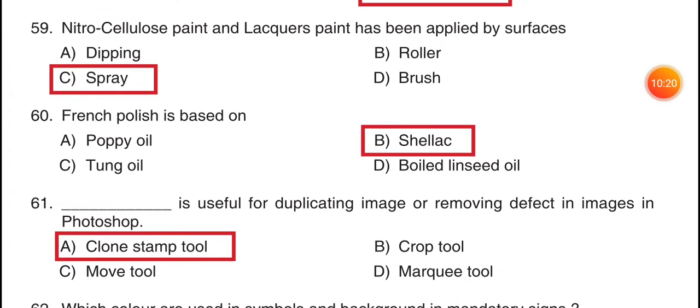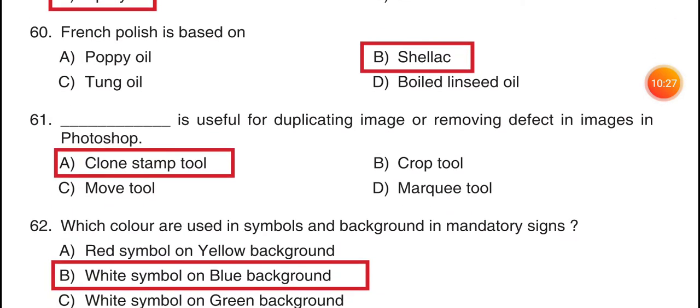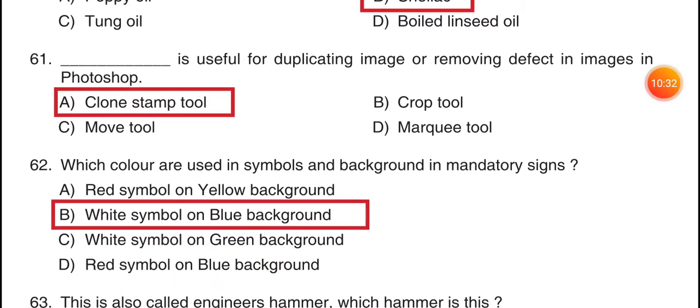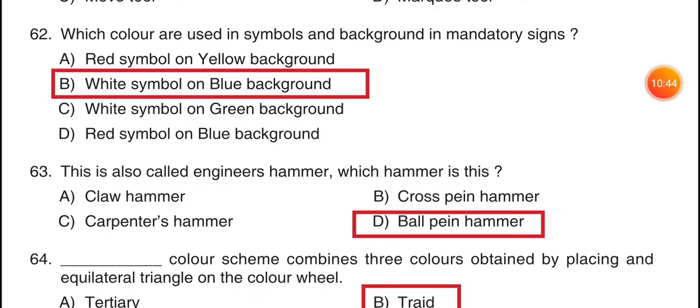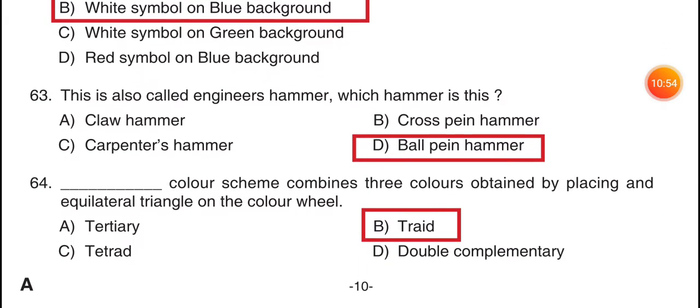59. Nitrocellulose paint and lacquer's paint has been applied by surfaces. Option C, spray. 60. French polish is based on option B, shellac. 61. Dash is used for duplicating image or removing defect in images in Photoshop. Option A, clone stamp tool. 62. Which color are used in symbols and background in mandatory signs? Option B, white symbol on blue background.